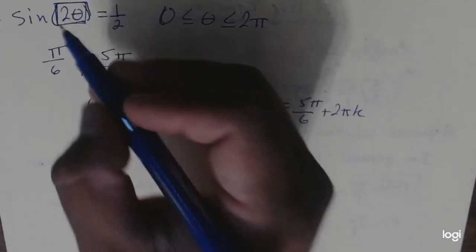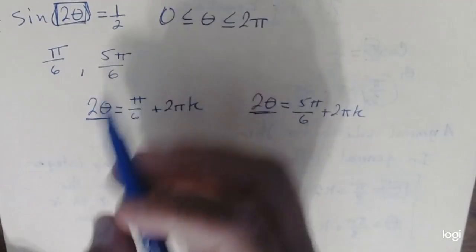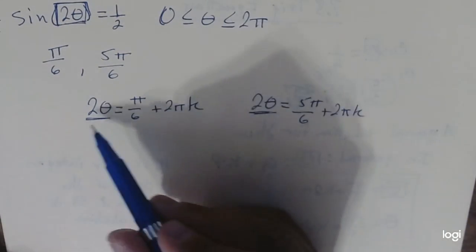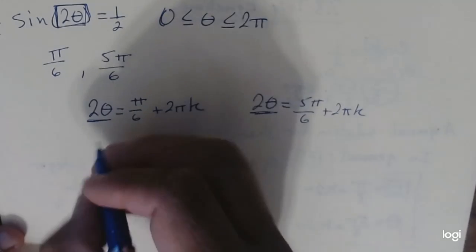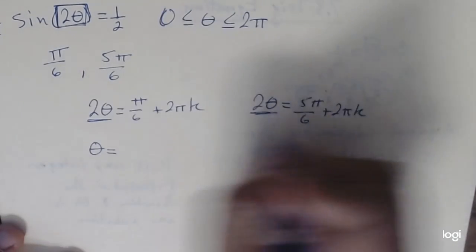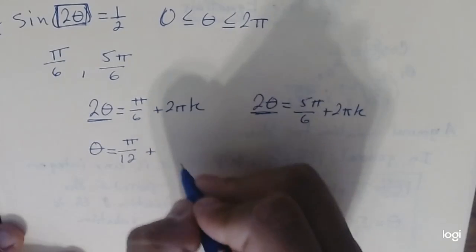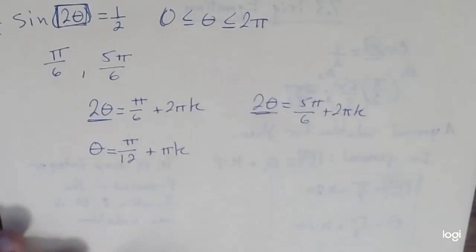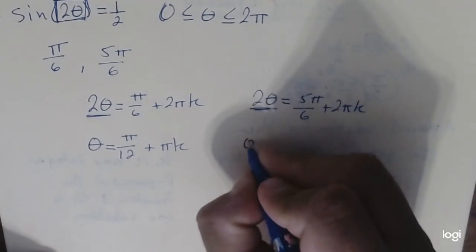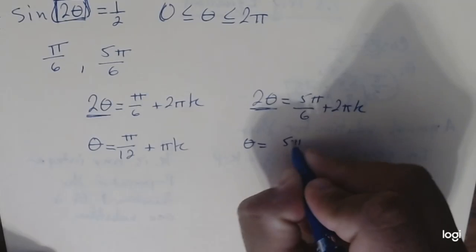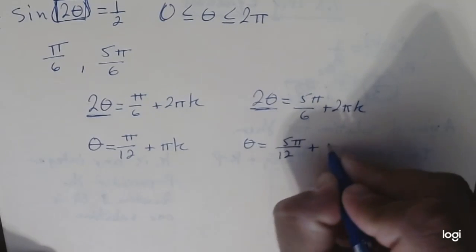For example, if there's a 5 theta here, it'll be 5 theta and 5 theta, and then we have to divide for every single one. So now if we just solve for theta, divide everything by 2, this now becomes pi over 12, and the 2's cancel, and it's just pi k. And same process over here. This becomes 5 pi over 12 plus pi k.